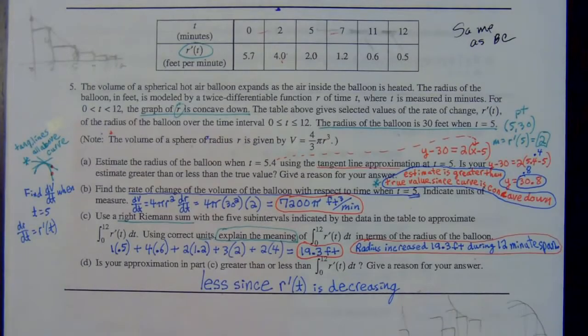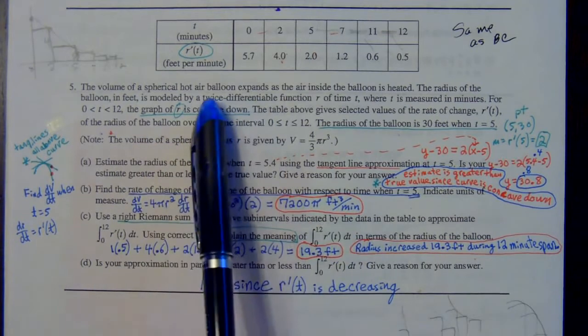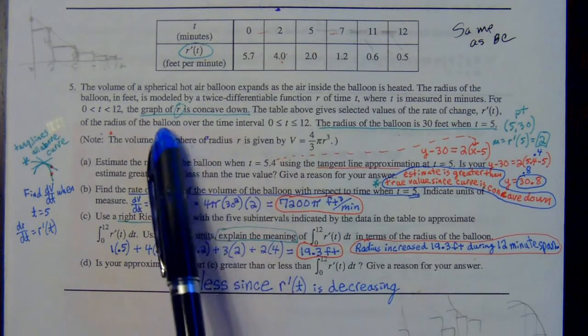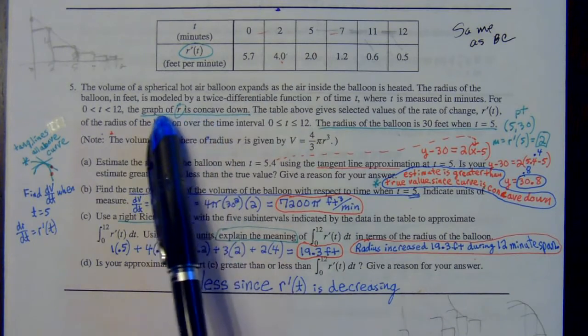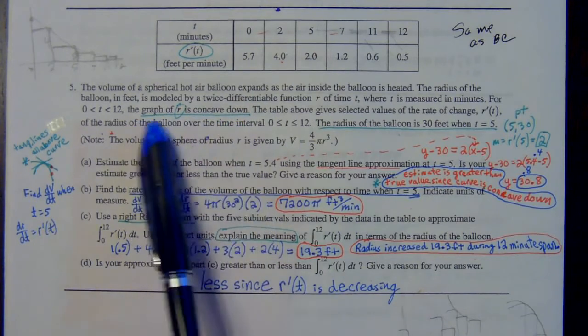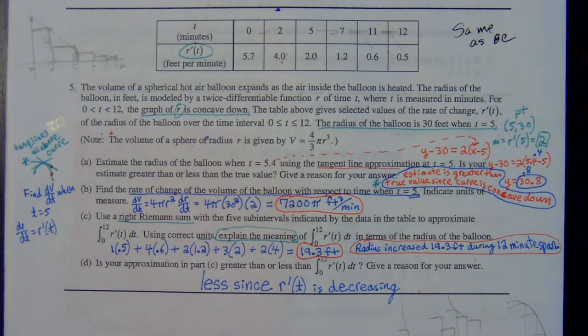In this problem, I'm going to explain how to do the Riemann sum with and without the actual picture itself. So watch the whole thing if you want to see how to do that. As I read through this problem, it's talking about this hot air balloon. It mentions the graph of R, the radius of the hot air balloon, is concave down. So I underlined that, thinking that might be important.